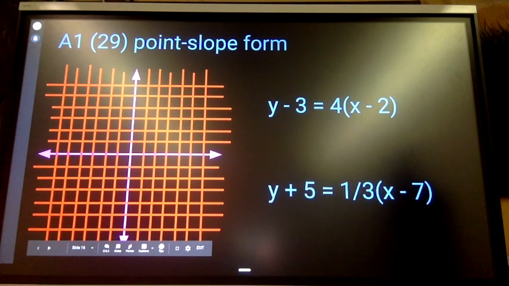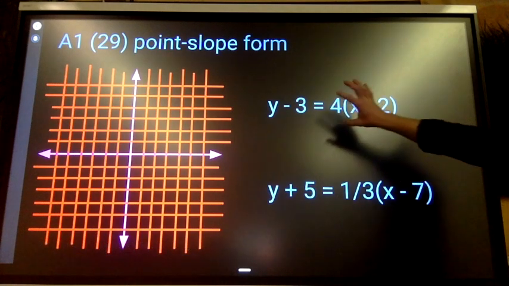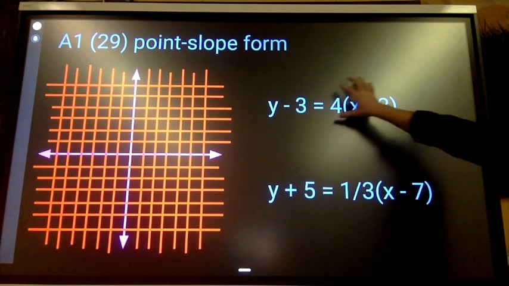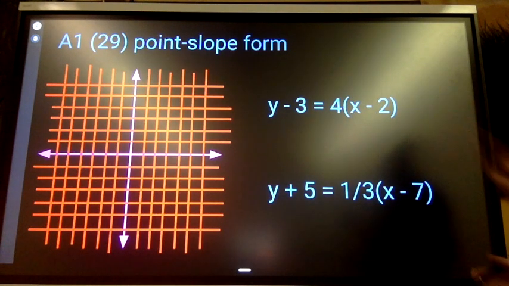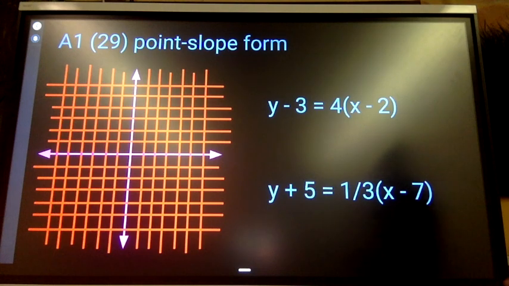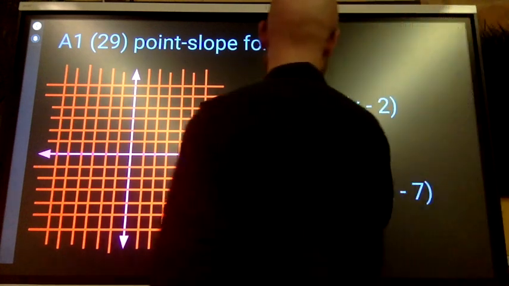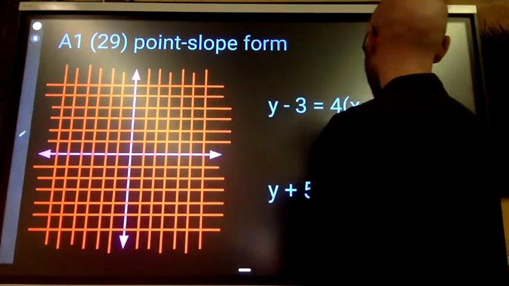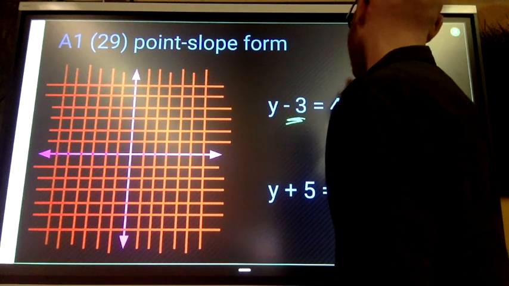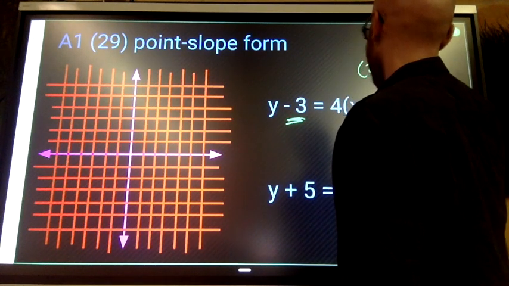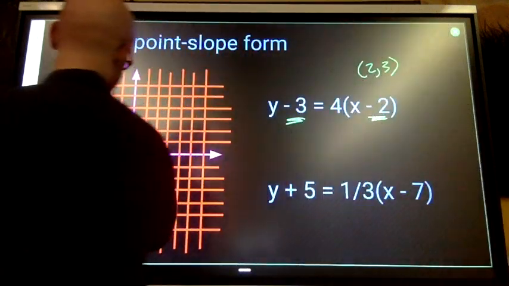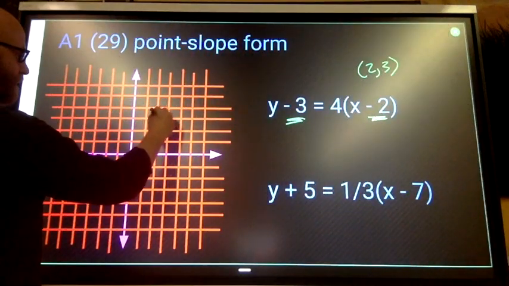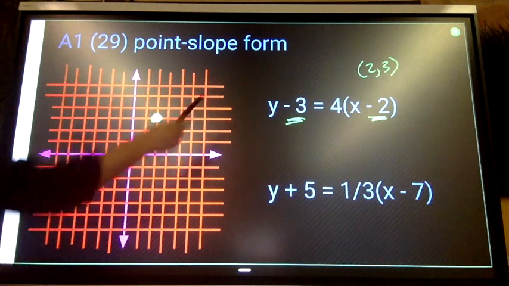All right. If you want to go backwards, you're given an equation in point slope form and you want to put that onto a graph. All you really need to do is identify the point. So the point is 2, 3 for this top equation. Forward 2, up 3. All right, we know that that's one of the points.